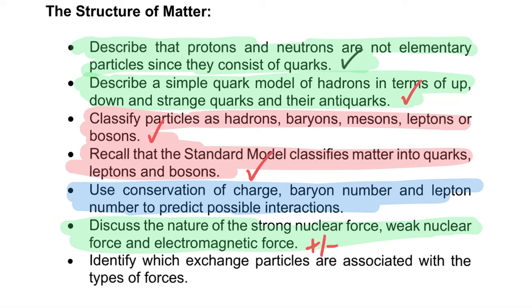In this video lesson, we are going to go through the solutions to the homework exercise that was set at the end of the previous lesson. And if you can recall, in the previous lesson, we were looking at the use of conservation of charge, baryon number, and lepton number to predict possible interactions. And so this is what we are going to do in this particular video lesson.